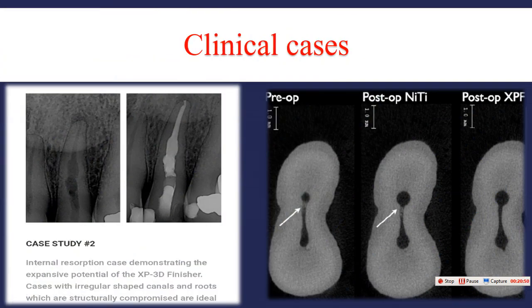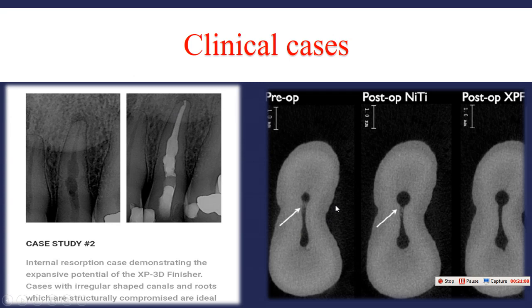Also, as clinical cases, XP Endo can successfully treat any pathology, for example internal resorption, because of its expansion. Especially the XP Endo Finisher can successfully treat internal resorption, as seen in this picture.